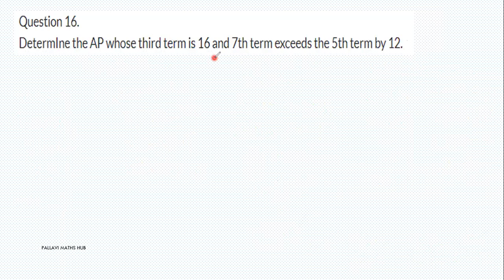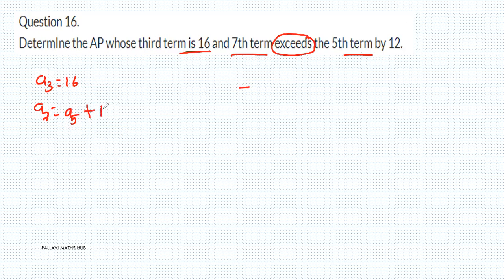Next, 16th question. Determine the AP whose third term is 16. Third term is 16. Okay. So I will write down A3 is equal to 16. First, write out the given things on the left hand side. Okay. Then you won't get confused. Next, the seventh term, I will mention A7 is equal to exceeds. What is the meaning of exceeds? It is increased, which means you need to write a plus sign. Fifth term, A5, by 12. Yes, you need to write down 12 here.